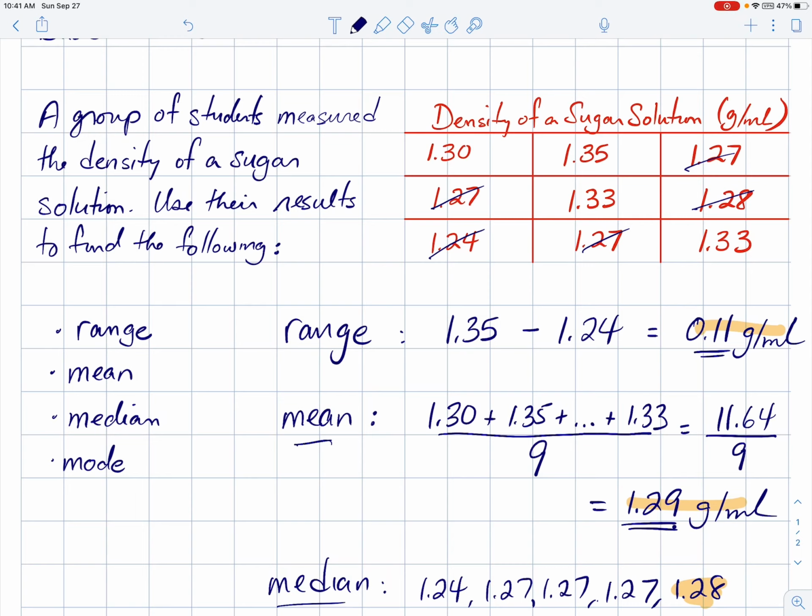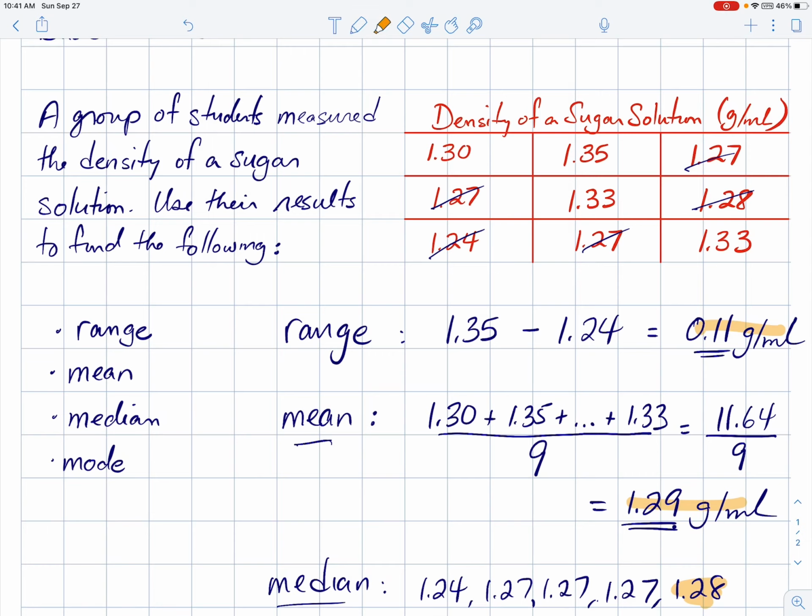Sometimes you'll have more than one mode. Maybe there's a value which is 3 times in one situation and another value 3 times also. So you have 2 of them that are equally showing up in your data table. Then you'd have 2 modes for that.